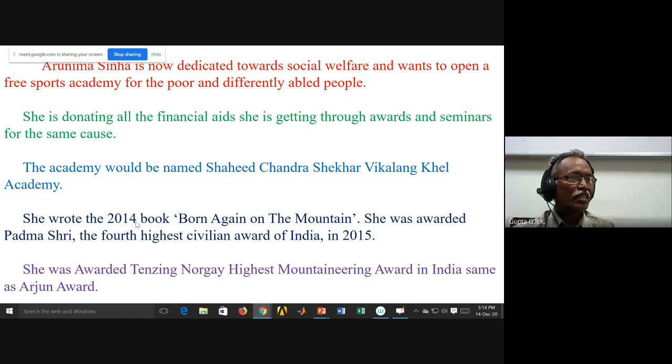She has written a book. It is with me. It's a beautiful book. It is Born Again on the Mountain. She was awarded the Padma Shri, the fourth highest civilian award of India, in 2015. She was awarded the Tenzing Norgay award, the highest mountaineering award in India, same as the Arjun Award. So that is the achievement.